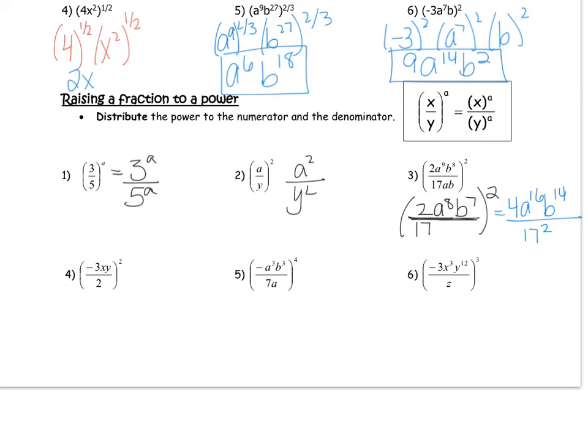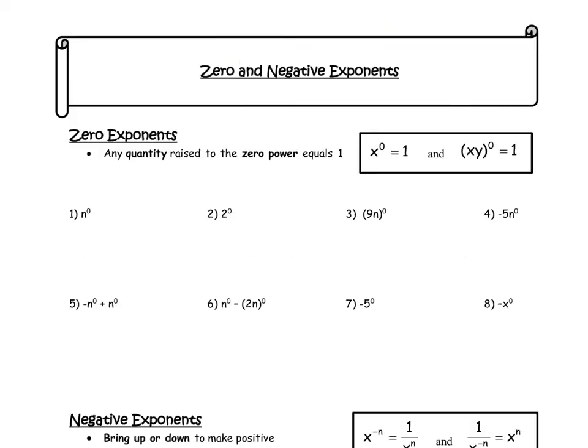Okay, why don't you see if you can do 4, 5, and 6. These are a little bit on the trickier side, and we'll go over those in class tomorrow, but I'm going to check to see that those are at least attempted. Alright, let's move on to the next page.